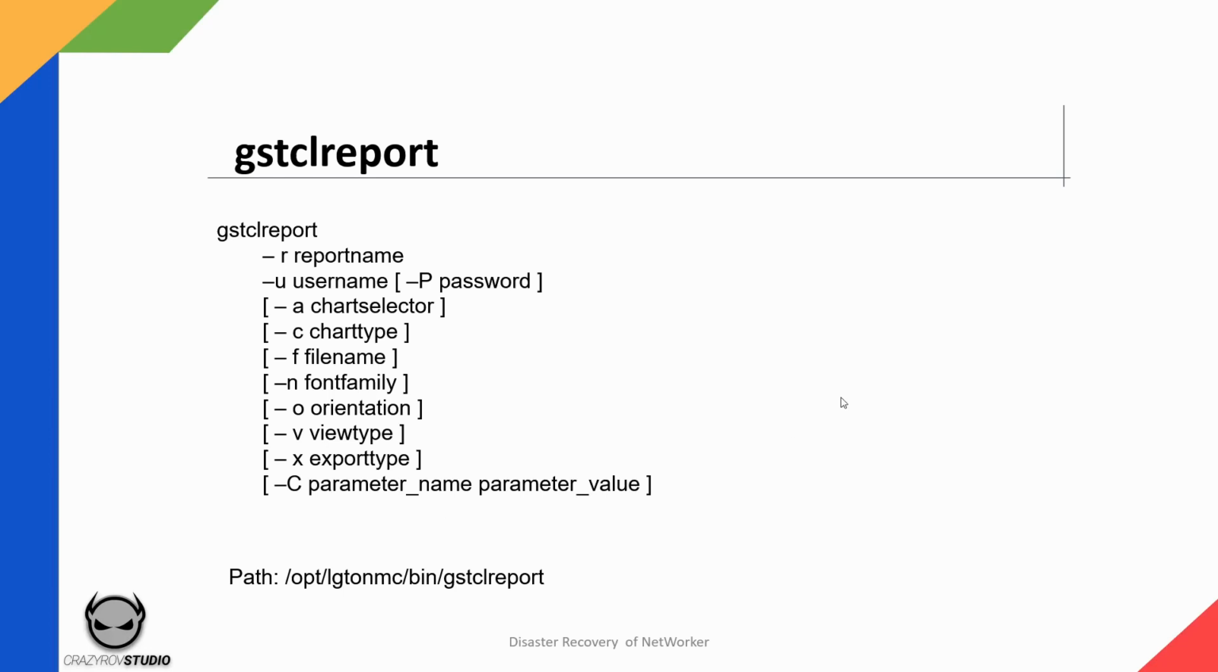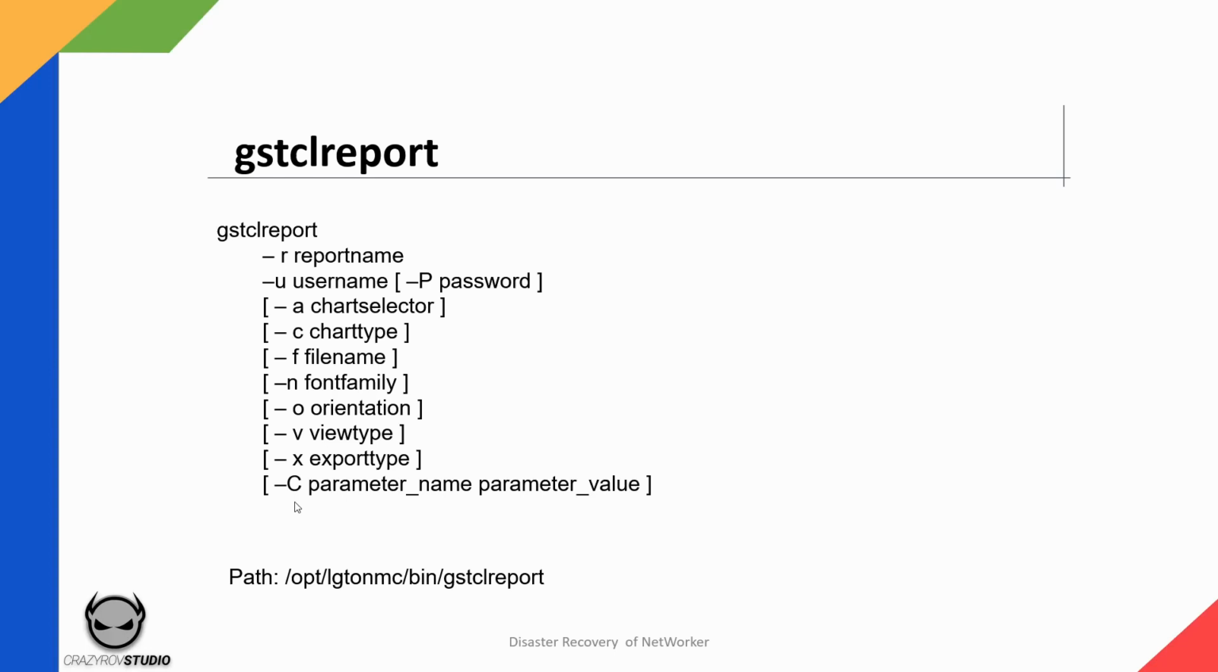Then we have the -N switch, which is the font family, but not very important. It is just in case you do not want to use the general font in your PDF. I think it is Times Roman, not really sure which font that is, but if you have a specific need for a specific font, then you can mention that font family here. -O is for orientation, so you can orient the report in portrait or in landscape mode with this switch. By default, it is always portrait mode. So this is again optional.